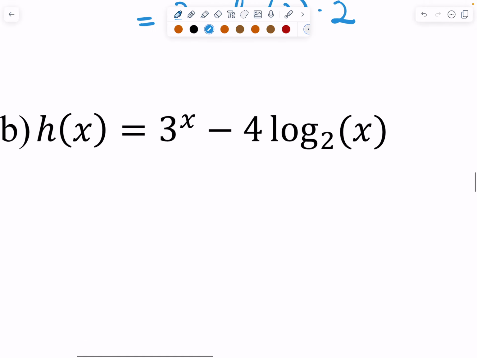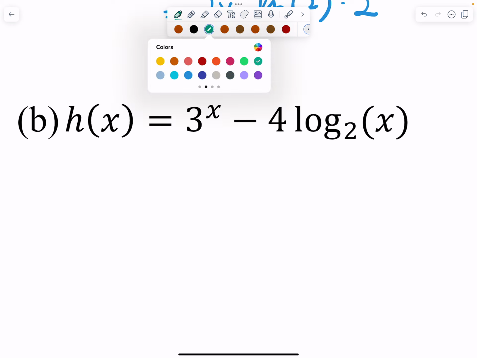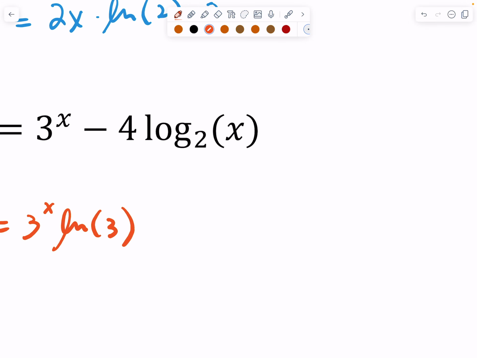Okay, and then you could always pause the video and try this on your own and then see if we get the same answer. Okay, so for finding h prime, the derivative of 3 to the x would be 3 to the x natural log of 3. Okay, and then you have options.